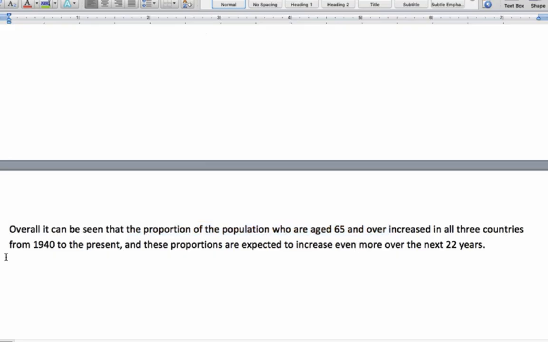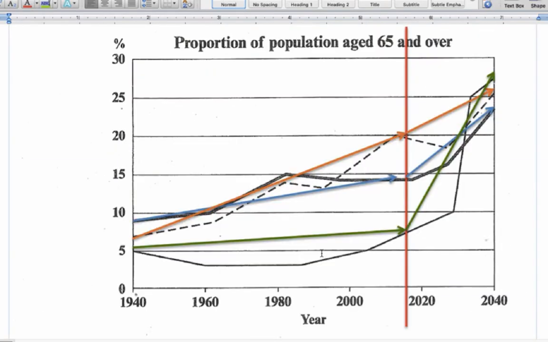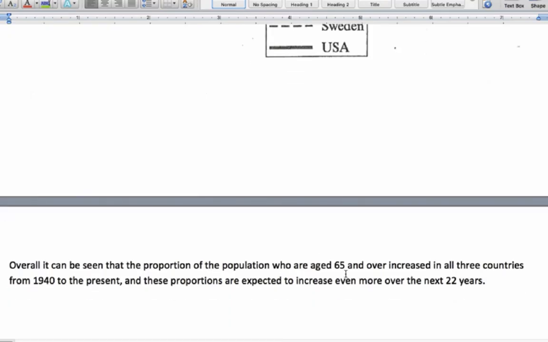Increased in all three countries from 1940 to present. And these proportions, that's very nice because I've referred back to this proportion, are expected to increase even more over the next 22 years. Maybe could even throw in steeply or an adverb over there.